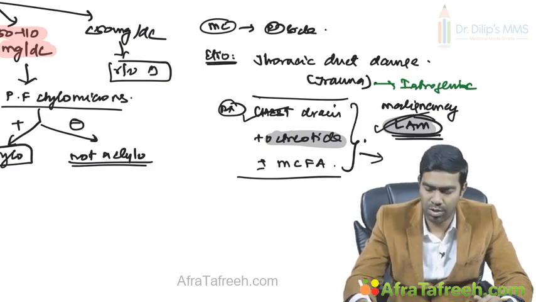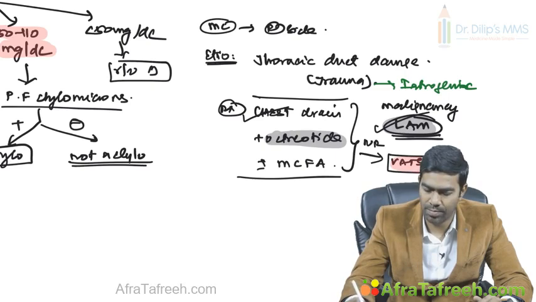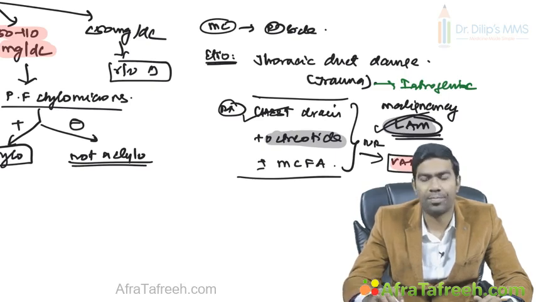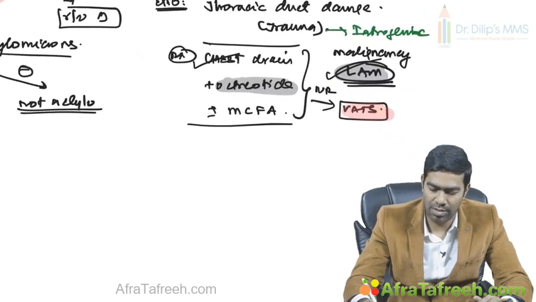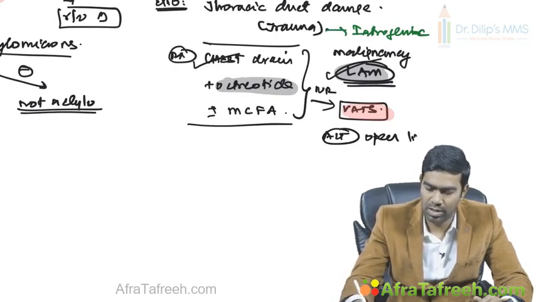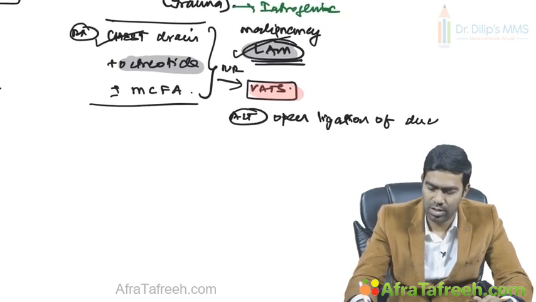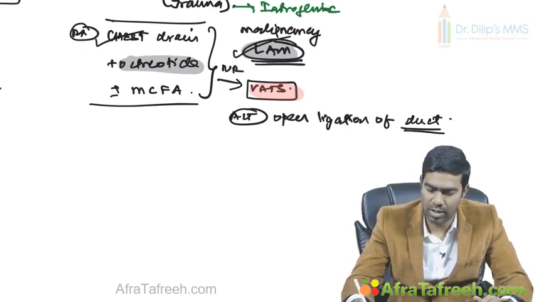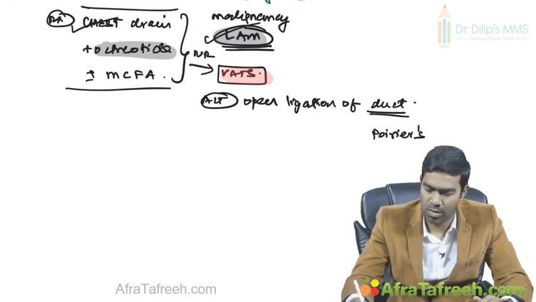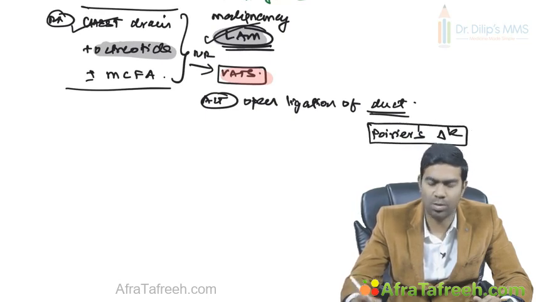So if suppose the medical therapy is not responding or poorly responsive, then you can do VATS, video assisted thoracoscopic surgery, and this is supposed to be the best. Clear? Suppose VATS is not available in your center, the alternative therapy is open surgical ligation of this thoracic duct. And this thoracic duct is typically located in a triangle called Poirier's triangle. Poirier's triangle, this is where the thoracic duct will usually be located.